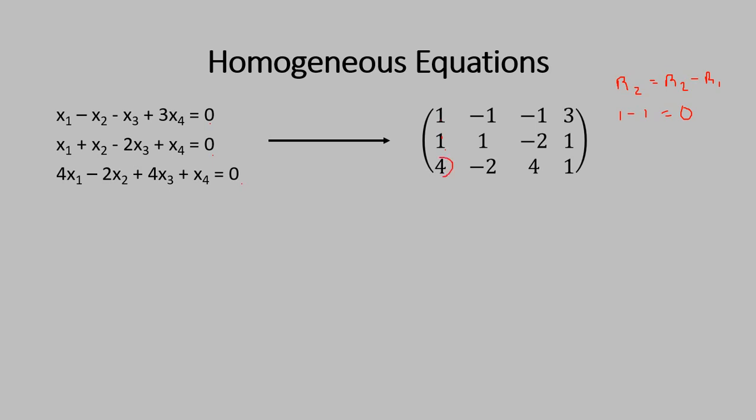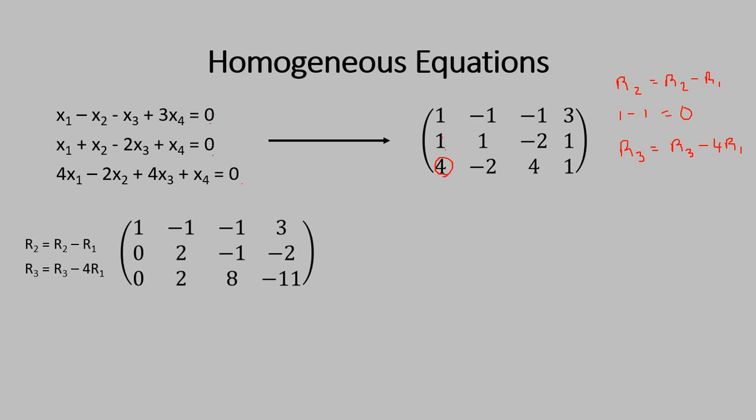Now this 4 here, we want it to be 0. So that's definitely 4 minus 4, right? So row 3 would be equal to row 3 minus 4 row 1. Alright? So doing that would give us something looking like that.